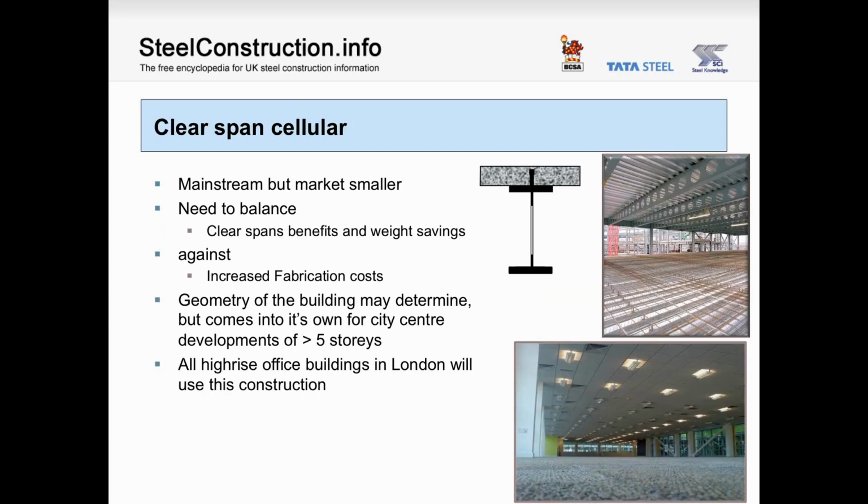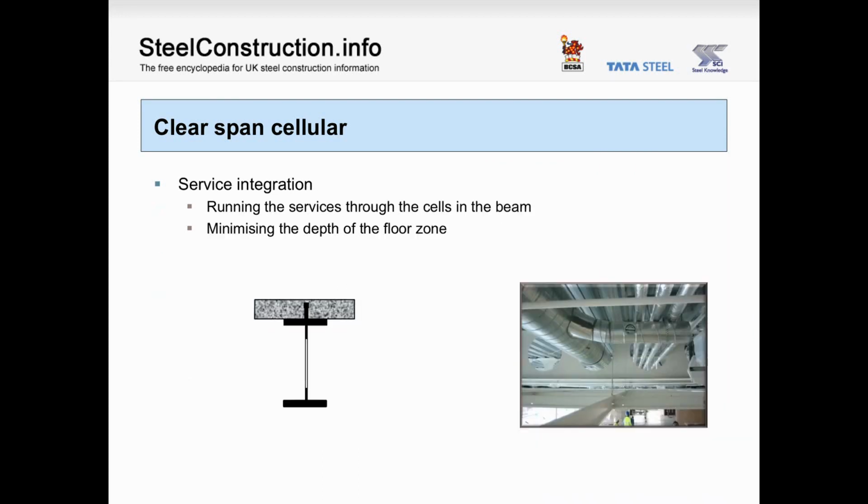solution. For clear span cellular, this too is mainstream, though the size of the market is smaller. This is because we need to balance the benefits of clear span and weight savings, because the steel's where we need it for structural efficiency, against the additional fabrication costs of forming the beams. As a rule of thumb, cellular will come into its own when looking at city centre developments of greater than 5 stories. Obviously, where smaller buildings require long span solutions, it will also be appropriate. With this system too, there's also the opportunity to minimise the depth of floor zone by passing the services through the openings in the beams, and we'll see the benefit of that shortly.